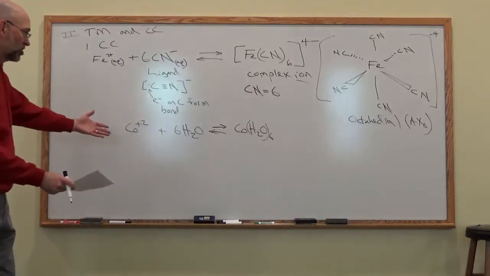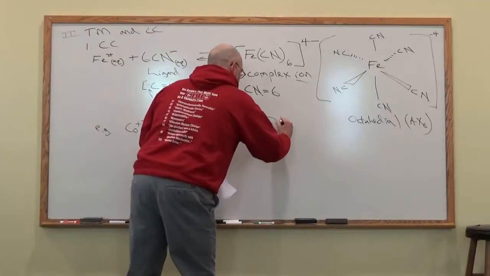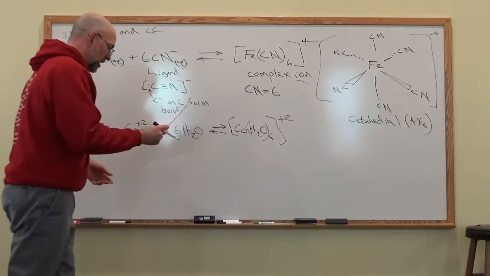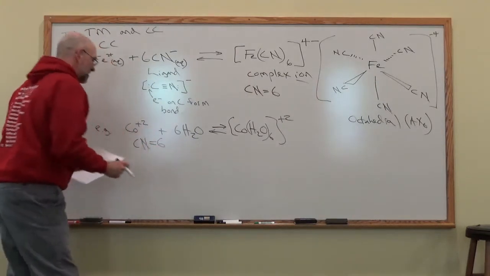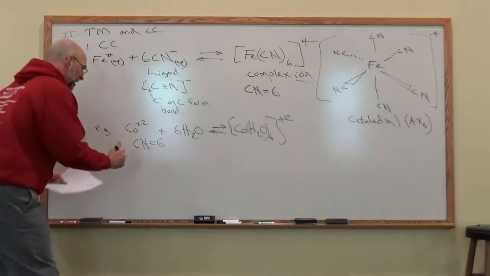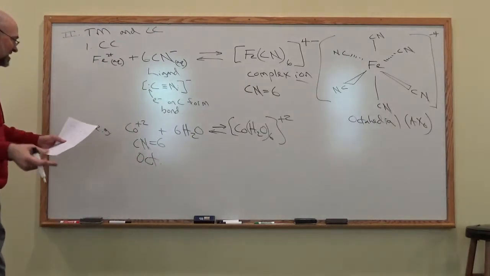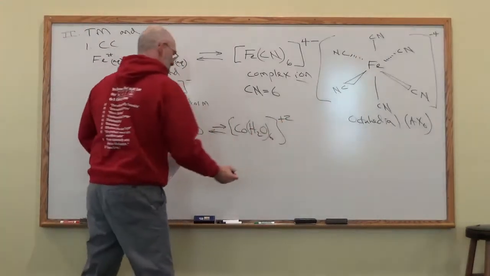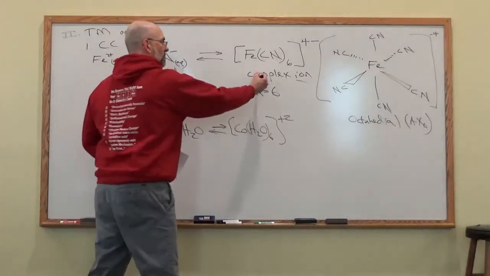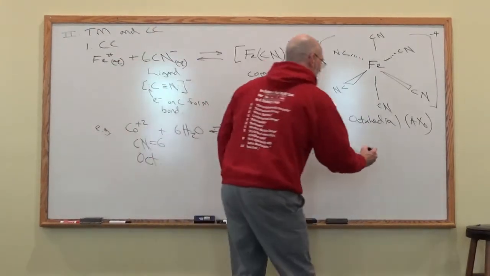Okay, let's do the charge thing. +2 and 0, so this whole thing has a +2 charge. And it has a coordination number of 6. That's fine. It's also going to be an octahedral complex cation. So this is a cation. And the earlier one is a complex anion. This is a complex cation. And we would kind of draw it the same way.